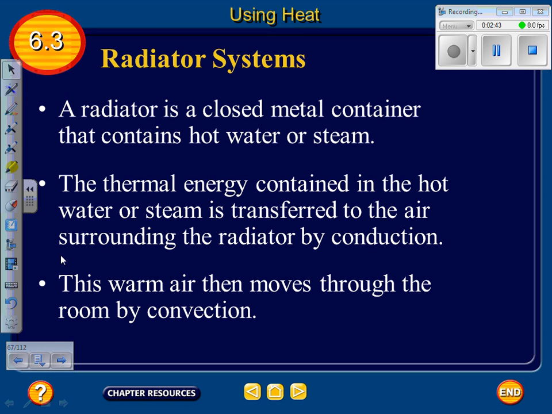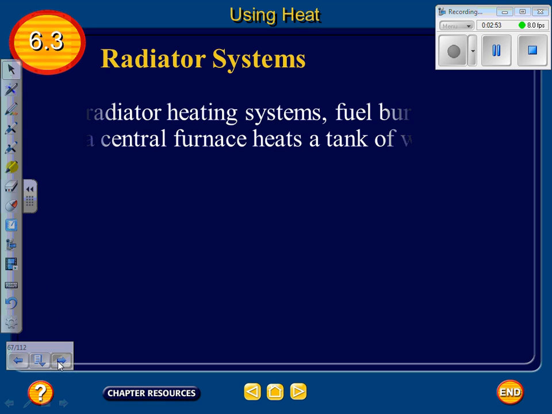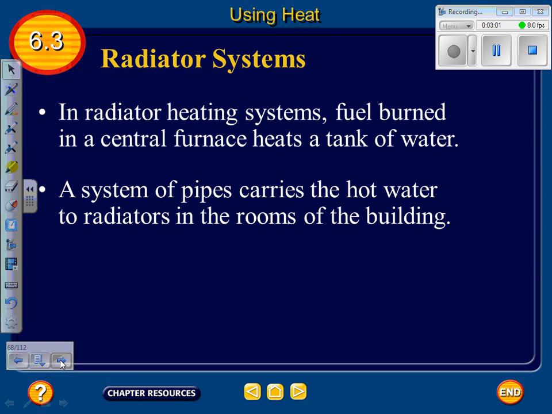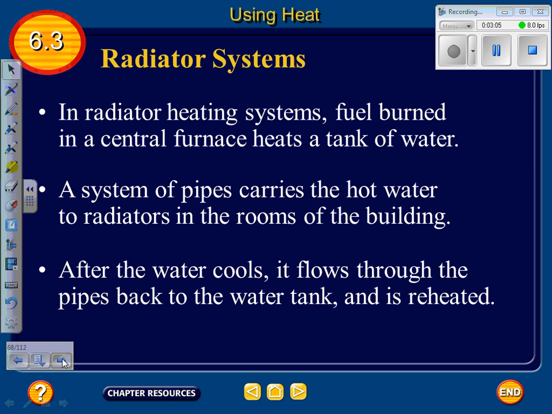If you were to hold a piece of tissue paper or something above a radiator, you may see it start moving because of the convection currents that are set up above that heat source. In radiator heating systems, fuel burned in a central furnace heats a tank of water. A system of pipes carries the hot water to radiators in the rooms of the building. After the water cools, it flows through the pipes back to the water tank and is reheated.